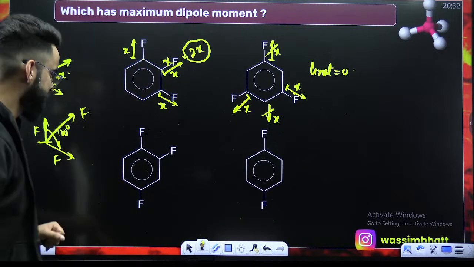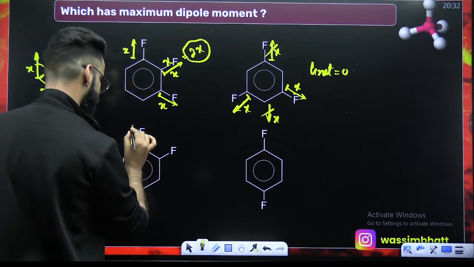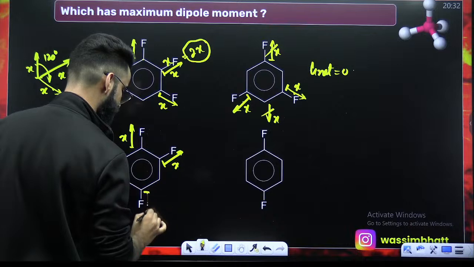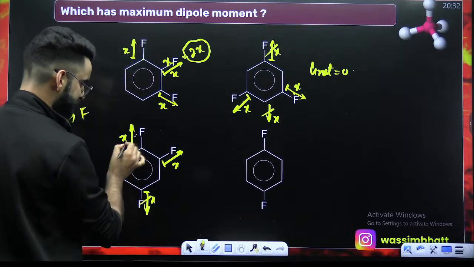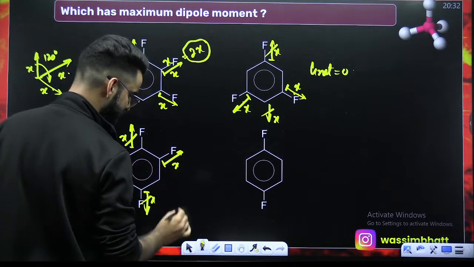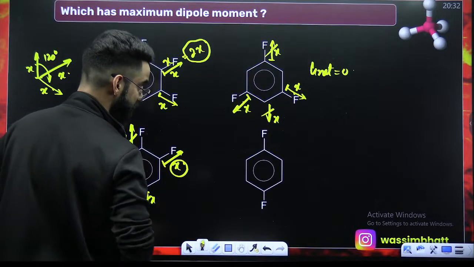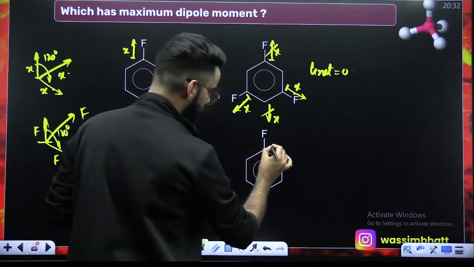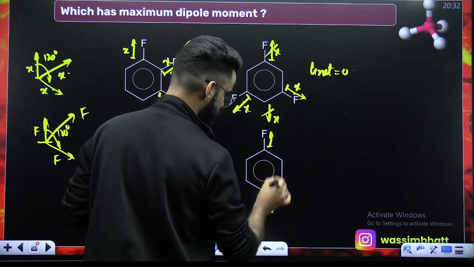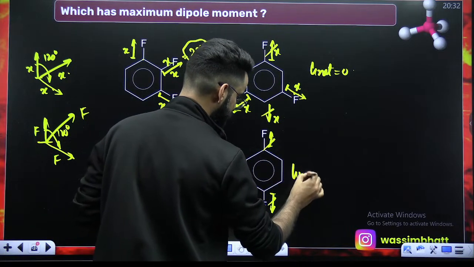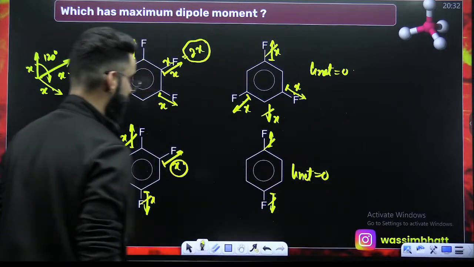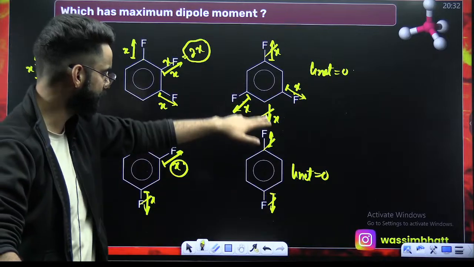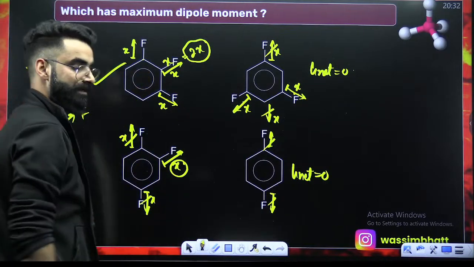Correct? Look at this particular case. Positive to negative, X, positive to negative, X, positive to negative, X. So this X and this X will get cancelled out. So resultant in this direction, that's X, right? So that is the resultant here. Now, positive to negative, cancel out, net is 0. So tell me which one has got maximum dipole moment. The net dipole moment here is 2X, here it's X, here it's 0, here it's 0. So A is going to be the correct answer of this particular question.